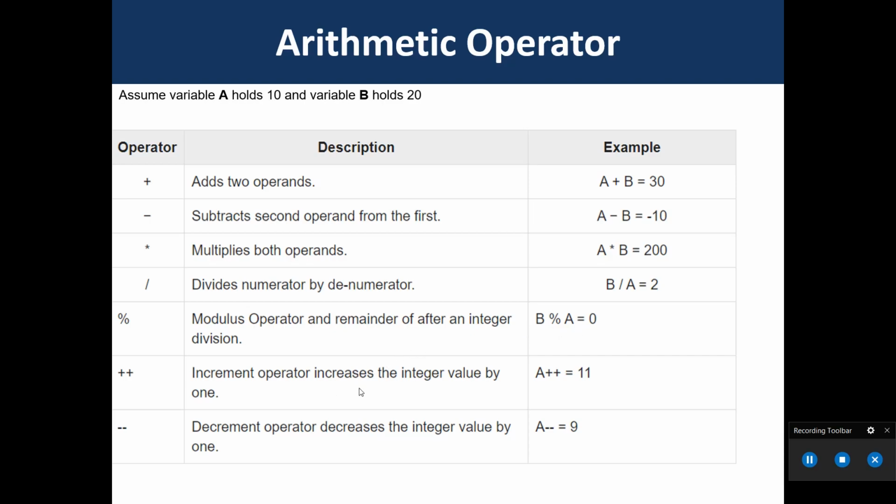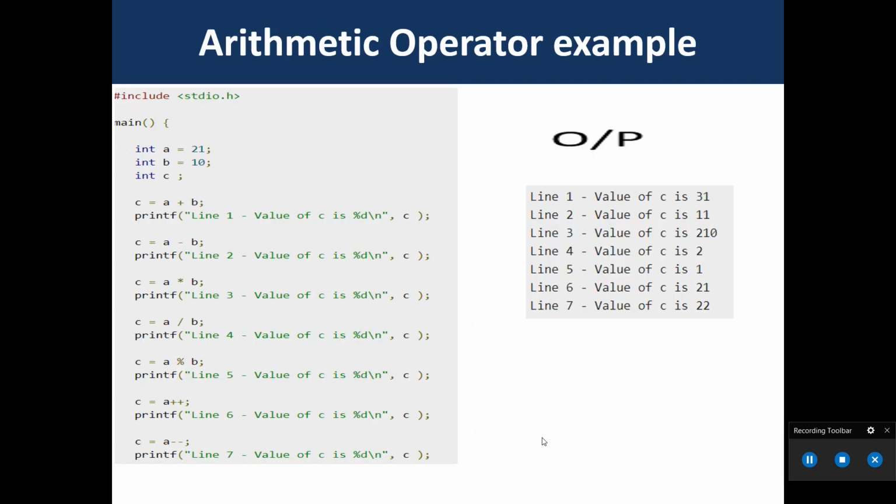Then the increment operator increases the integer value by 1, that means A plus plus, 10 plus 1 is equal to 11. The decrement operator decreases the integer value by 1, that means A minus minus, 10 minus 1 is equal to 9. Try the following example to understand all the arithmetic operators available in C.